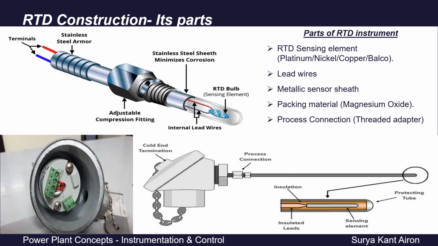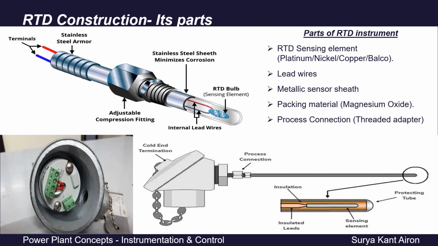For example, our platinum RTD Pt100 at a temperature of 0 degree centigrade shows a resistance of 100 ohms. But whenever the process temperature increases to 100 degree centigrade, the Pt100 sensing element's resistance changes to 138.5 ohms, and this change in resistance corresponding to the change in temperature is linear. Clear?